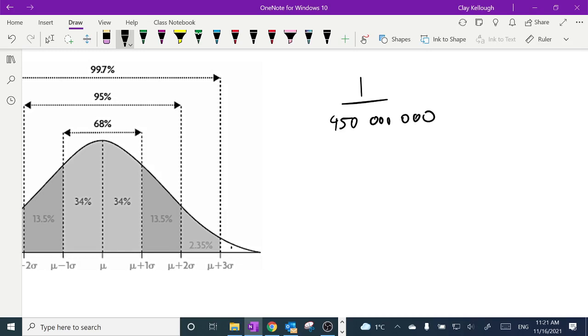Remember how to change fractions to percents? First, change it to a decimal. 1 divided by 450 million, so 1 divided by 450, and then six more zeros. And I get 0.0000000, and then 8 digits and a 2. Oh, and then I have to make it a percent, so I move the decimal 2 places over. So he'd be way over here somewhere. It's like 0.00000, exactly.